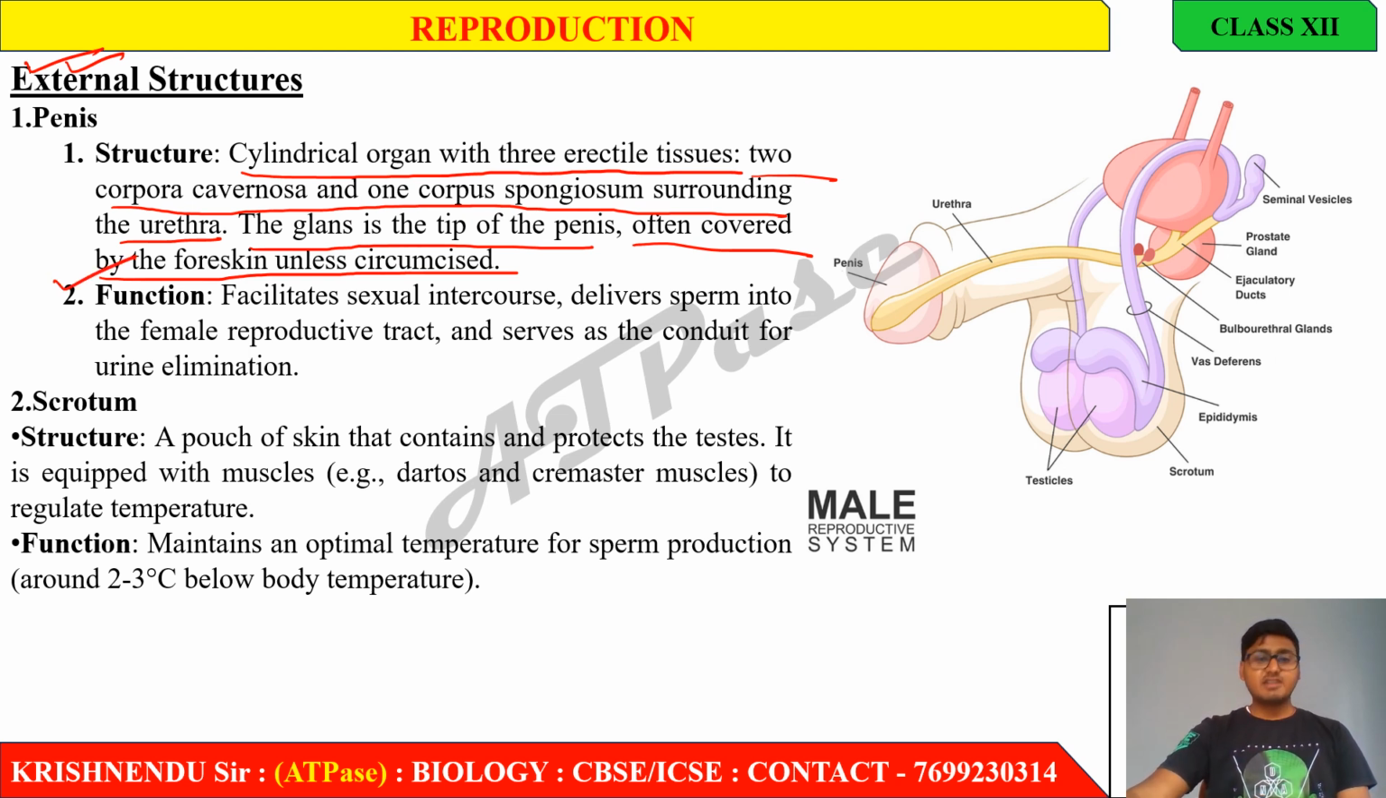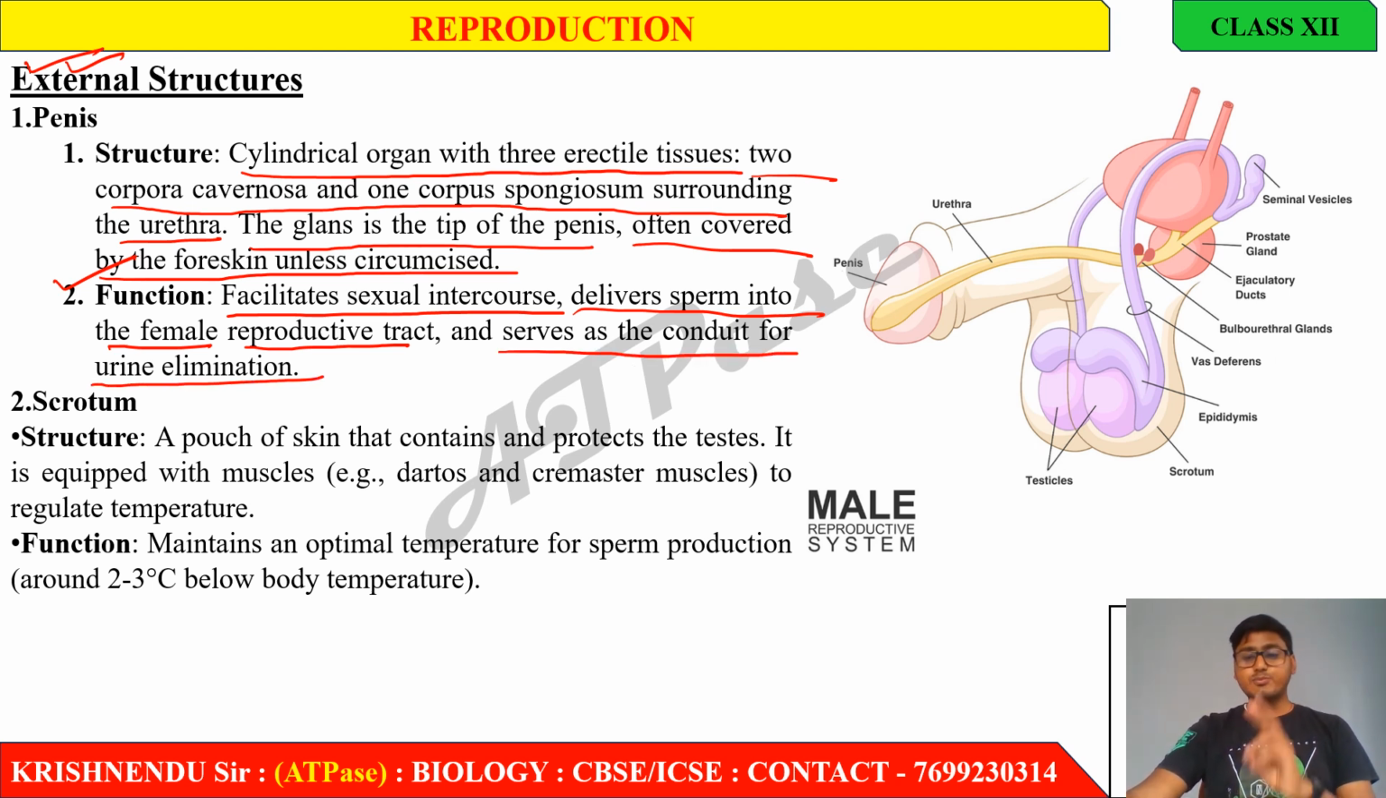Next, what is the function of the penis? It facilitates sexual intercourse, delivers sperm into the female reproductive tract, and serves as a conduit for urine elimination. Okay, it has mainly two functions. The first function, its main function, is to transfer sperm into the female genital tract. Okay, and the second function is to excrete urine from the body. Okay, so these are the two main functions of the penis.